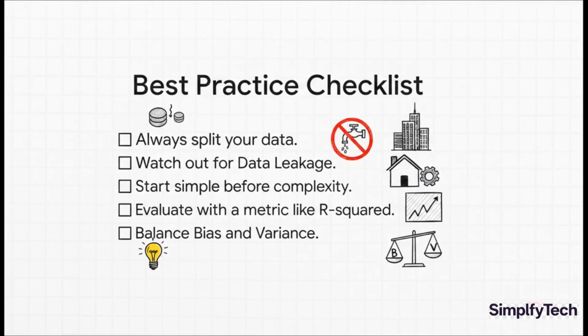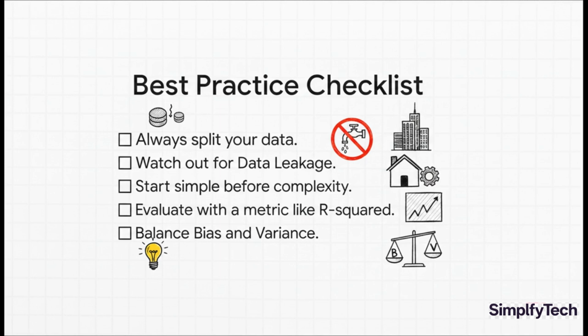So, let's wrap this up with a little checklist for you. When you're ready to start your first Scikit-Learn project, this is your roadmap. Always split your data, no exceptions. Watch out for data leakage, start simple before you get fancy, grade your model. Understand that bias-variance balancing act, and maybe the most important thing of all, turn your model's math into something a human can actually use.